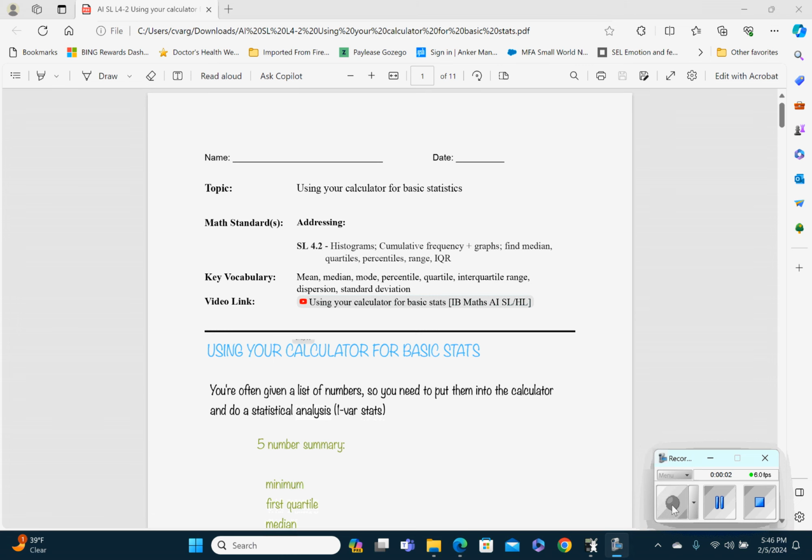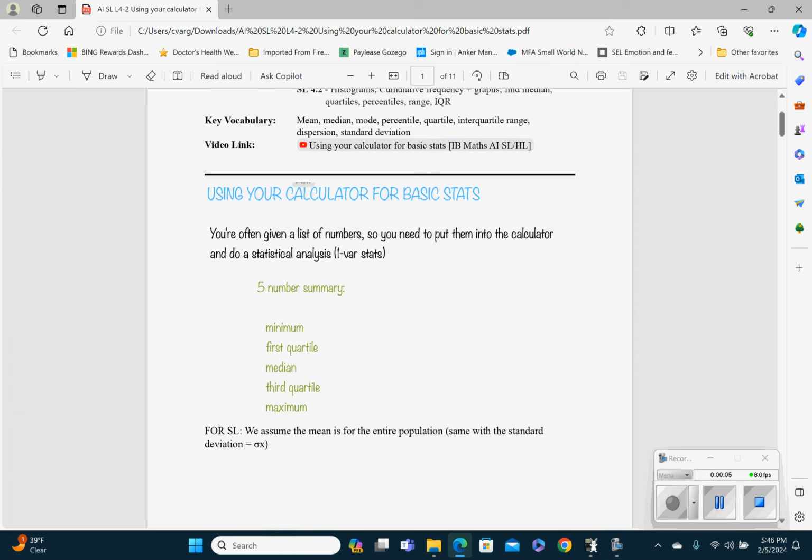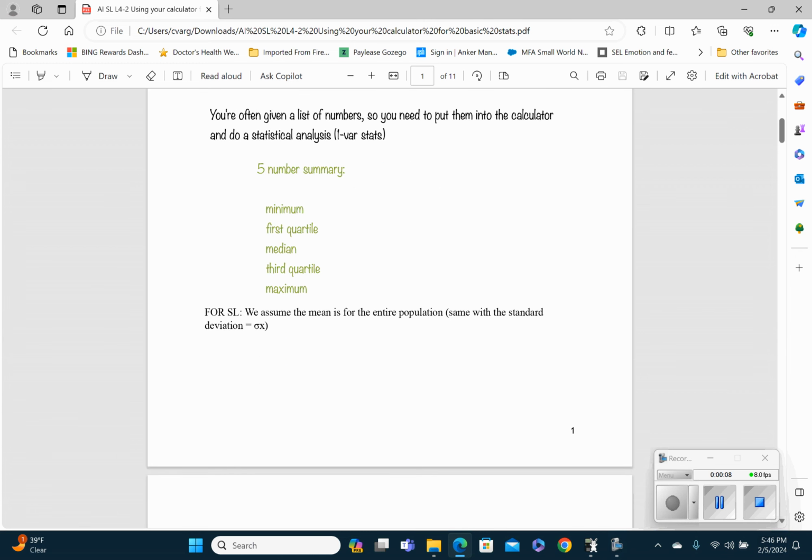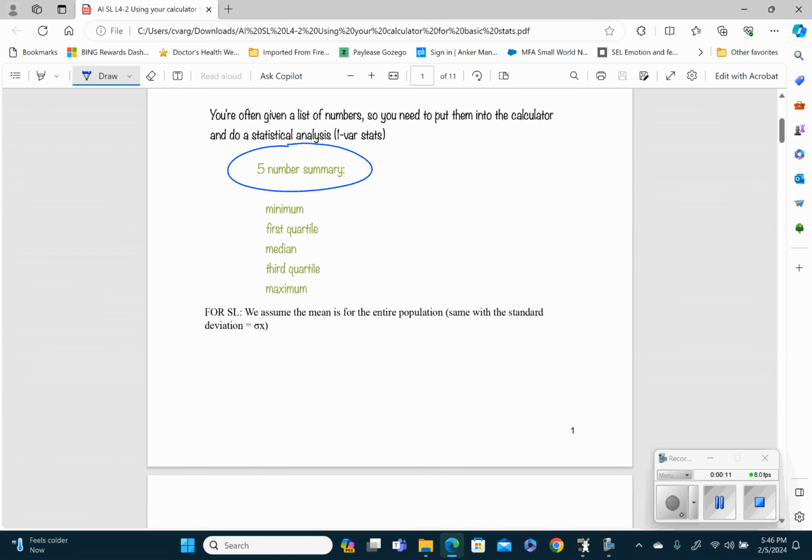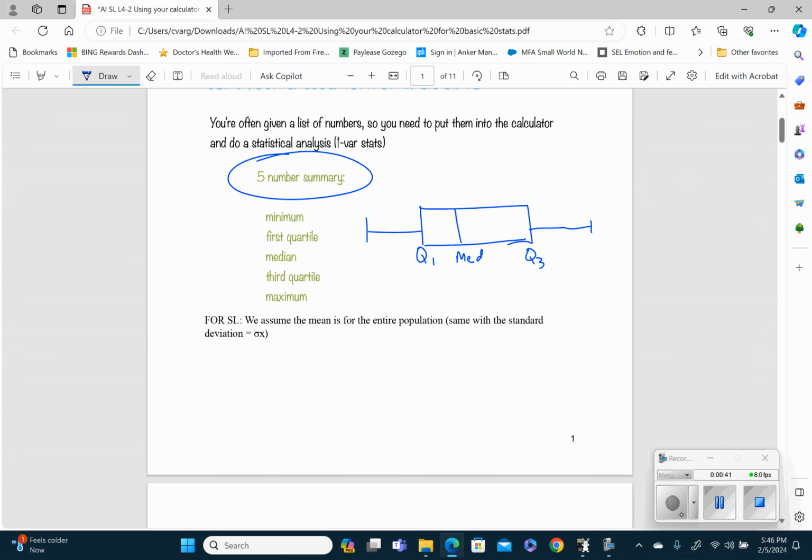So this is our second lesson for statistics, lesson 4-2. We talked last time about the five number summary, right? The minimum, which is the whisker part, then the first quartile, which is the beginning of our box. This is Q1. The median is where the line in the middle of the box is. It doesn't have to be exactly in the middle, but somewhere in there. Then the third quartile is the ending of the box. That's Q3. And then the max is the highest end. Okay. So we talked about this last time.